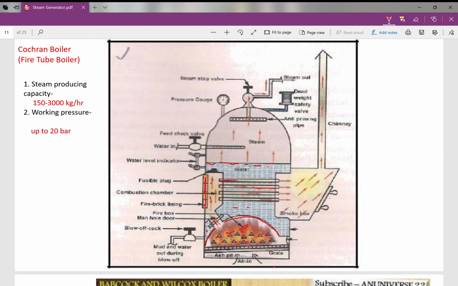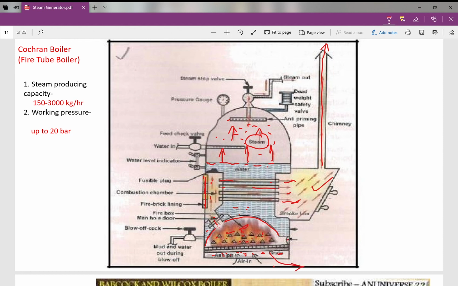So water gets heated and then finally water converts into steam, which goes above and accumulates in this space. So altogether this whole space is for steam, right? And then after losing heat, these hot gases come to this smoke box and then go out through the chimney, right? And then after burning, some ash particles, dust particles are collected at the bottom, which are removed outside, right?